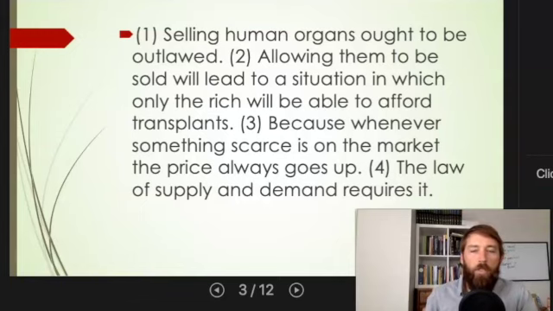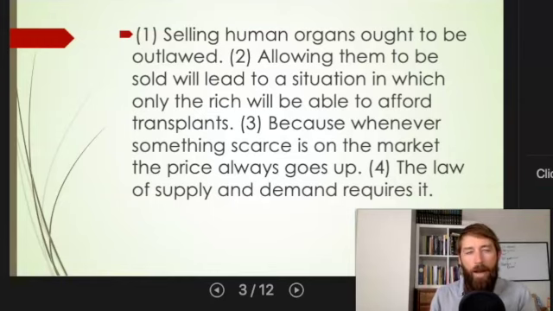The first thing that we need to do when we are looking at argument patterns is determine which one of these statements is the conclusion. This one has no indicator words, so the inferential claim is implicit. You've got to think about what they are trying to convince you of in order to figure out what the conclusion is. In this case, the conclusion is the first statement, selling human organs ought to be outlawed. Then we're given 3 reasons in support of that conclusion.